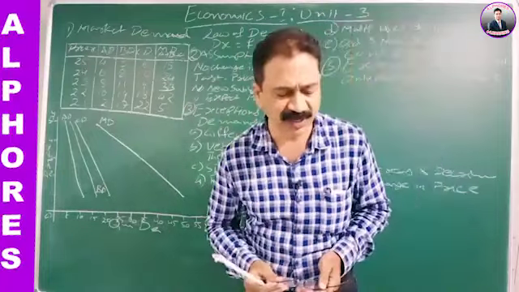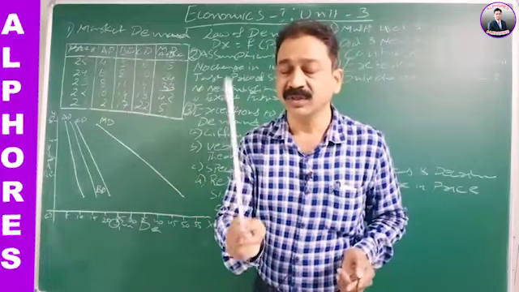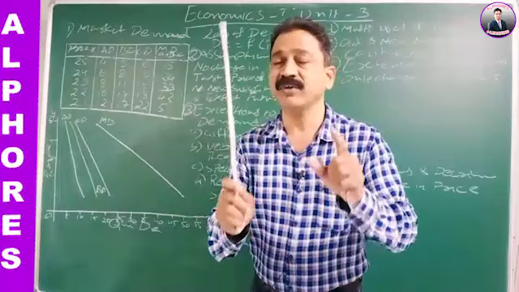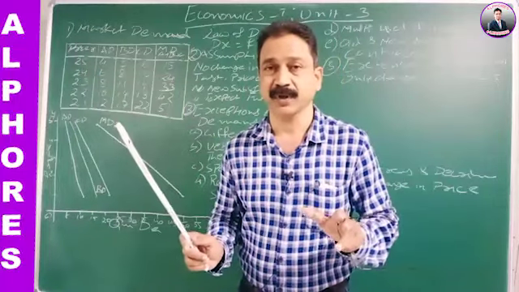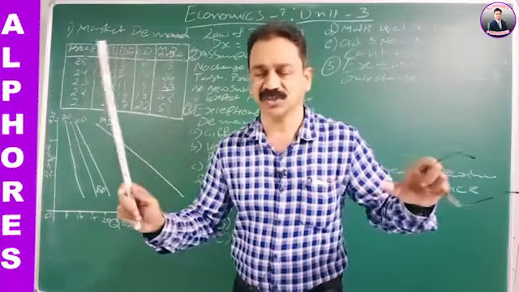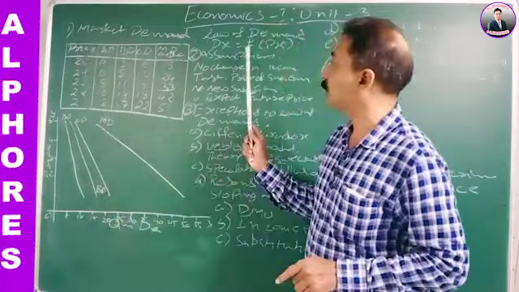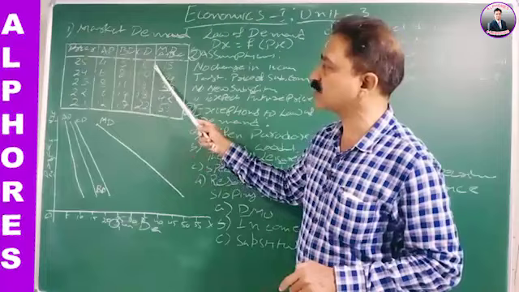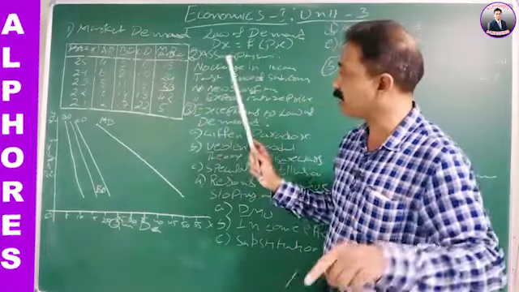Let me explain this law of demand much more clearly. Always remember, ceteris paribus always applies. What is it? Ceteris paribus. What is that? When all other things remain constant, then what happens? Demand of X always depends on price of X. Demand of X depends on price of X when all other things remain constant.